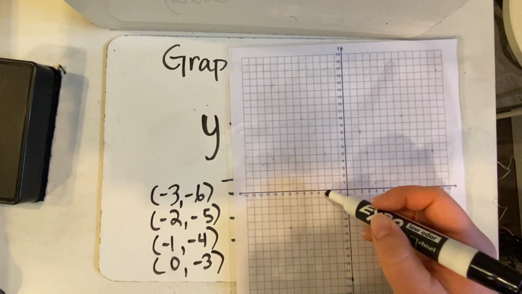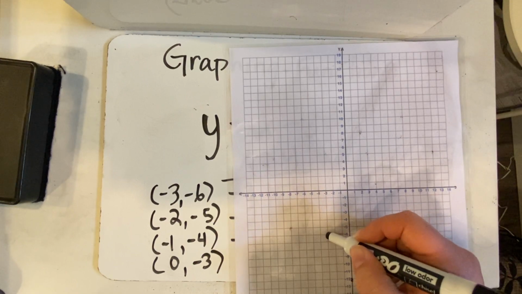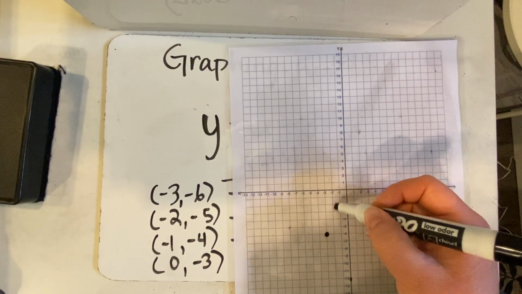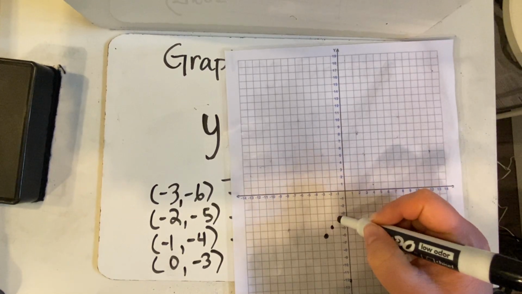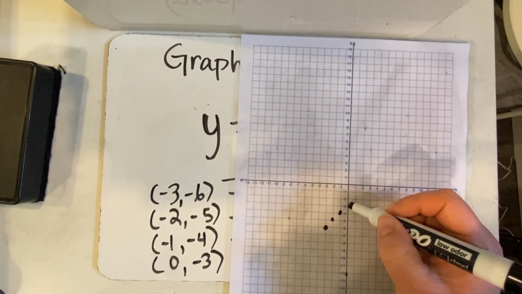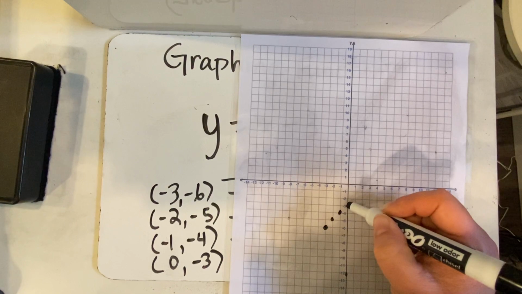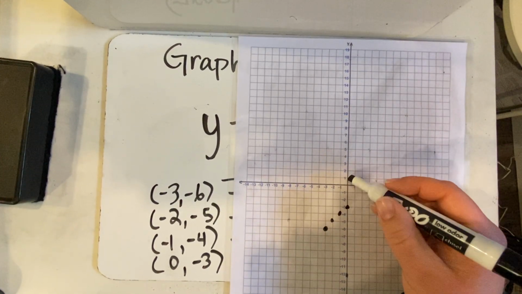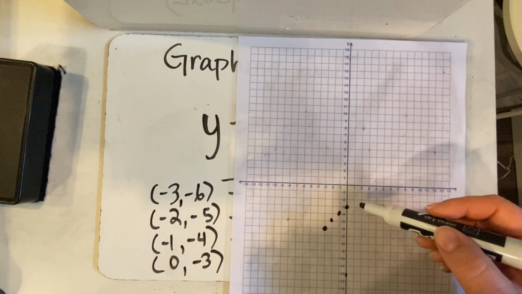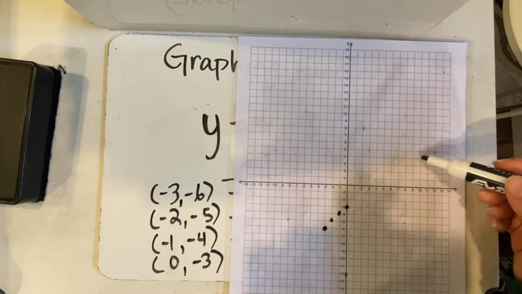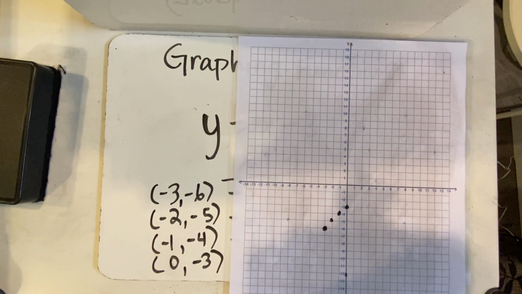So let's plot them. -3 and -6, -2, -5, -1, -4, and then -3 and 0. So remember that these lines are 0. So you can see that I'm in quadrant 3 and I'm approaching quadrant 4, and eventually we'll go in there.